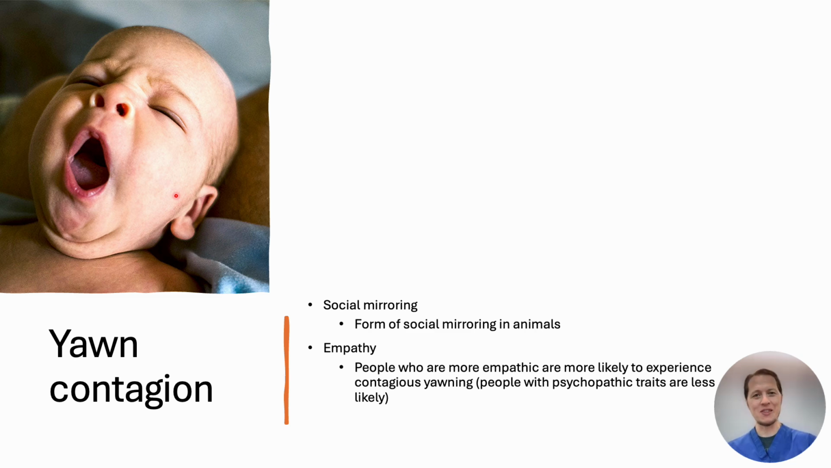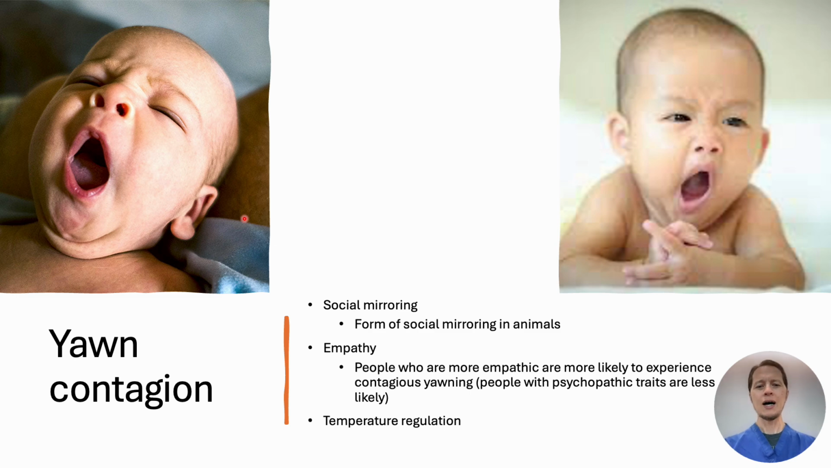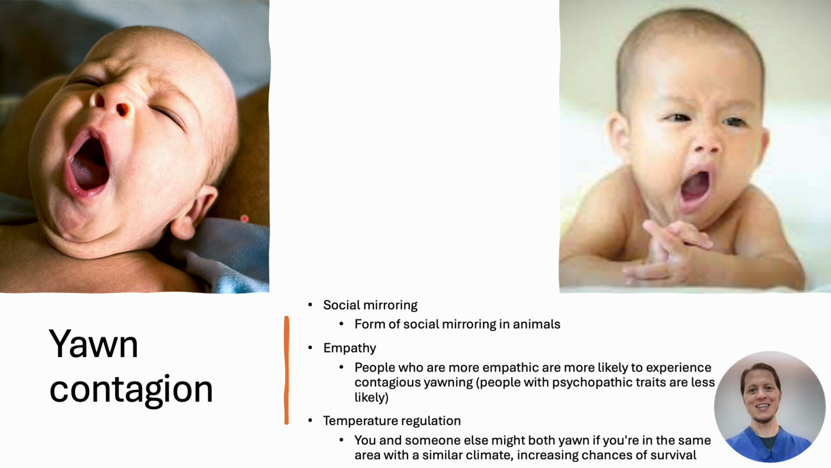People who are more empathetic, apparently in studies, are more likely to have yawn contagion than people with, well, the quote unquote psychopath traits, which apparently are less likely. I don't know how they did that study. I don't know how they determined someone had psychopathic traits and did this study, but it's out there. I'm putting yawning pictures in case anyone starts yawning while they are watching this video, then you have yawn contagion.